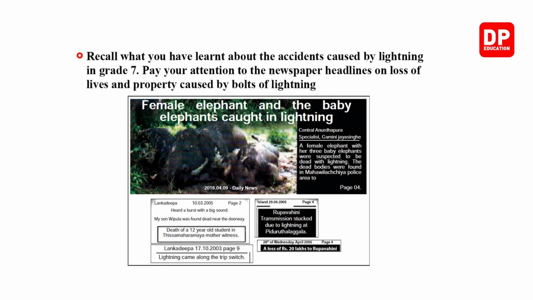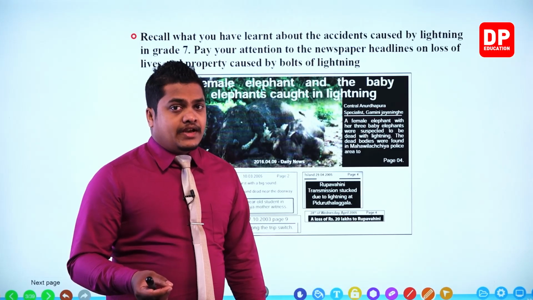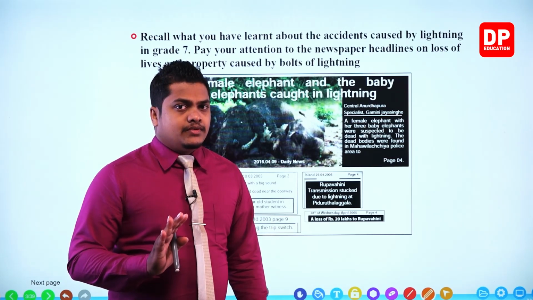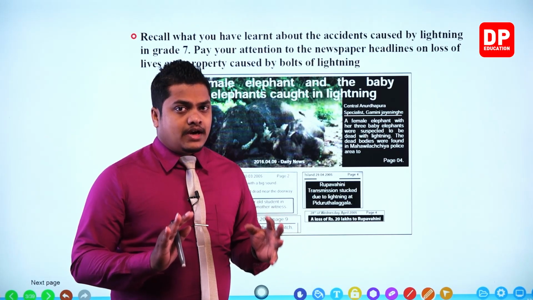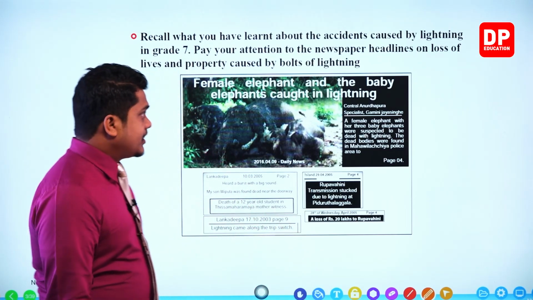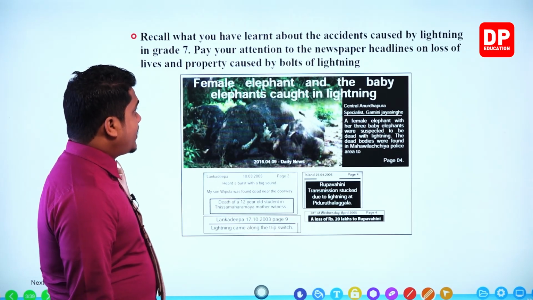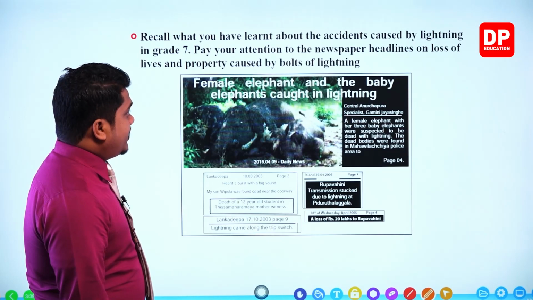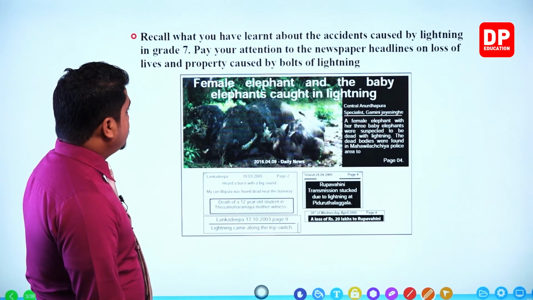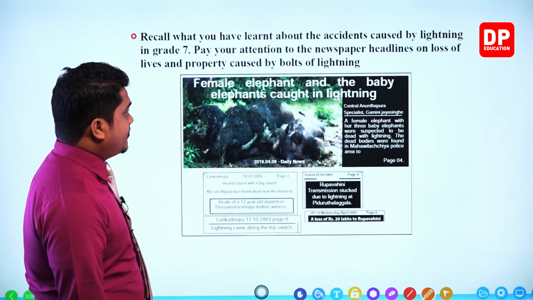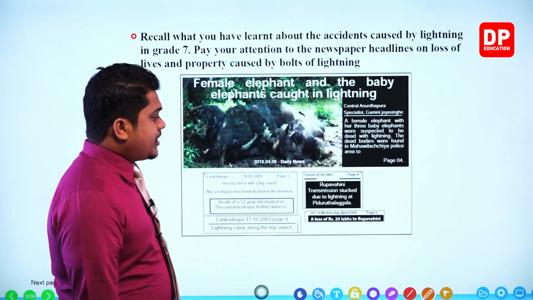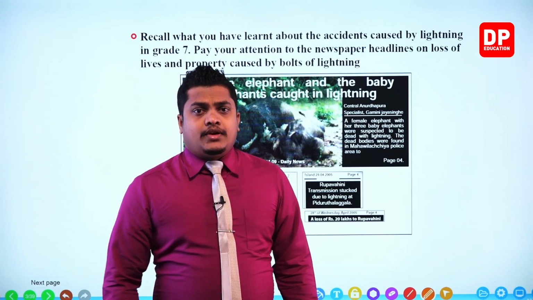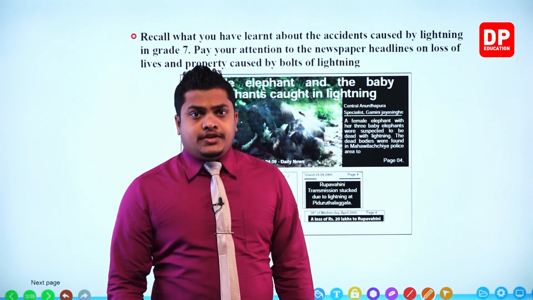First of all, we'll be identifying what lightning is. Before that, let me take you to this newspaper article. So let's see what that is. You are given a point: recall what you have learned about the accidents caused by lightning in grade 7. Pay attention to the newspaper headlines on loss of lives and property caused by bolts of lightning. So you know, my dear children, that lightning has a large amount of energy.